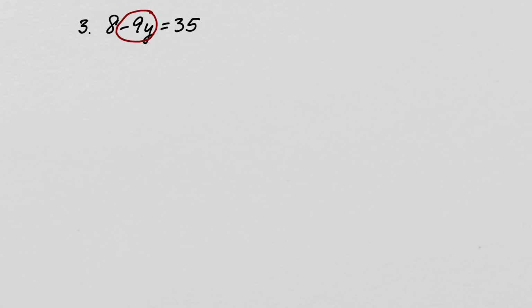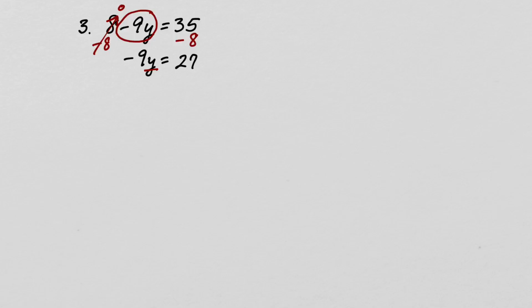So I want to get rid of the 8. So the opposite of a plus 8 is going to be a minus 8 on both sides. 8 and a negative 8 will add to 0. When I simplify, I'm going to get negative 9y equals, and 35 minus 8 would be 17, 27 maybe. Let me check. It's 27.